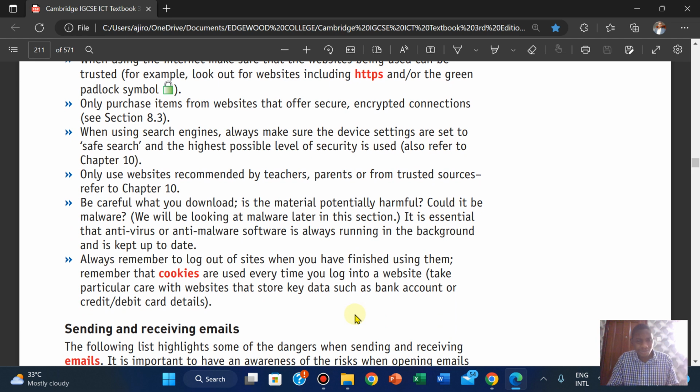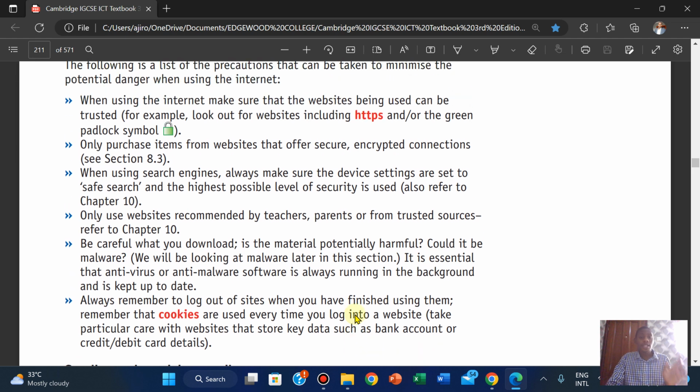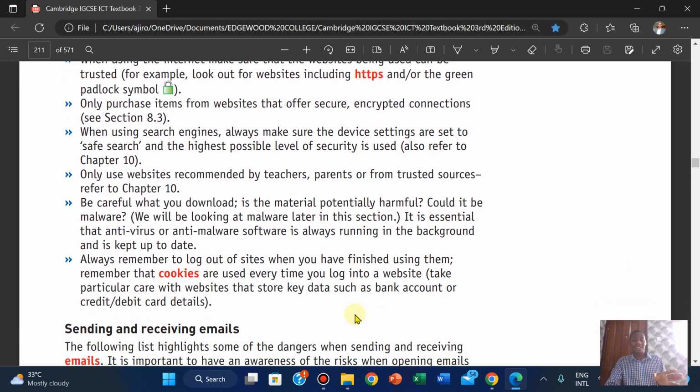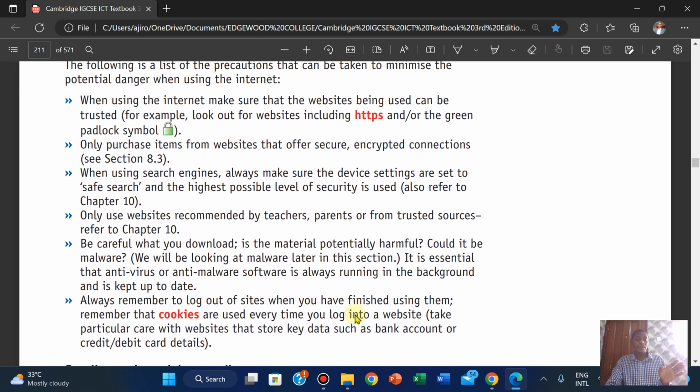Don't just keep the logins. Remember that cookies are used every time you log into a website. So take particular care with websites that store key data such as your bank accounts, credit card details. Please take extreme care. Okay, now we've talked about using the internet, and we've talked about 6 ways we can take precautions while using the internet.